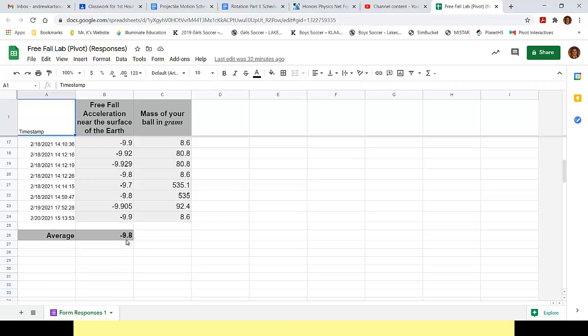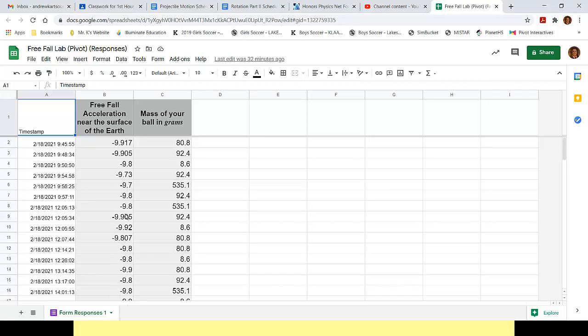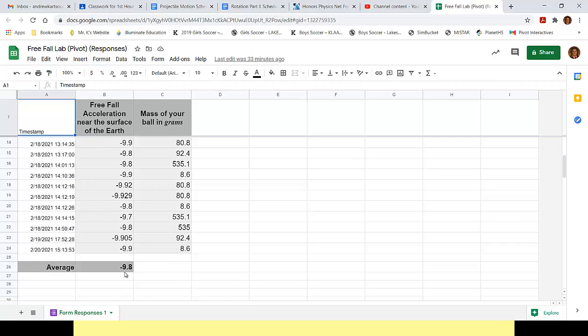On average, to 2 sig figs, it works out to be negative 9.8. 2 sig figs here seems reasonable because everybody's got a 9 for the first digit, and the second digit is where we start to get some 7s, some 8s, some 9s. But if we take the average, it looks like it's a negative 9.8. 9.8? Isn't that a number we have seen before? So a little less than 10. Negative 9.8 seems to be what we get.